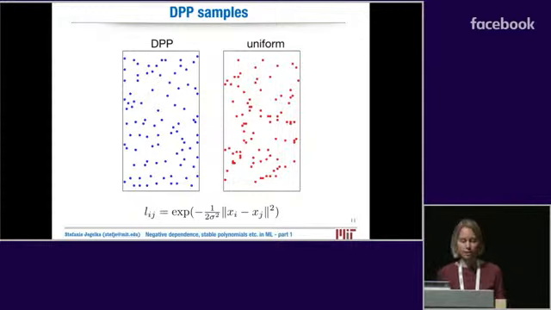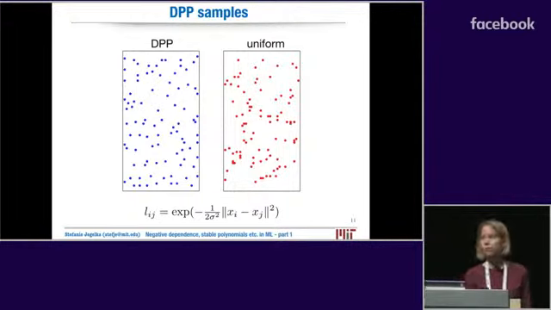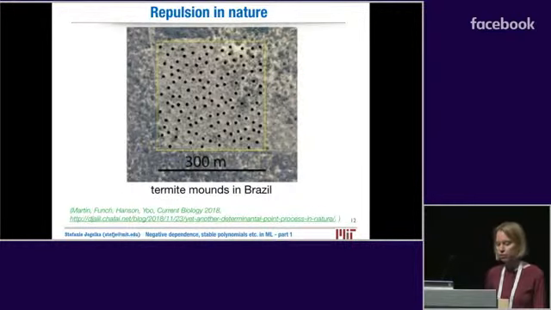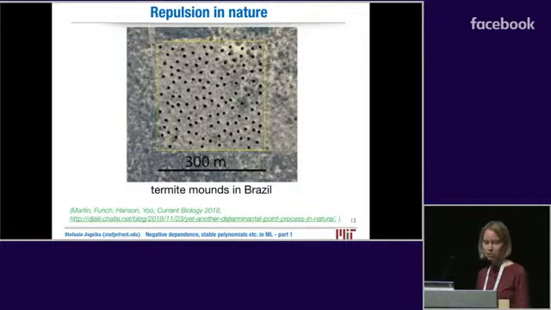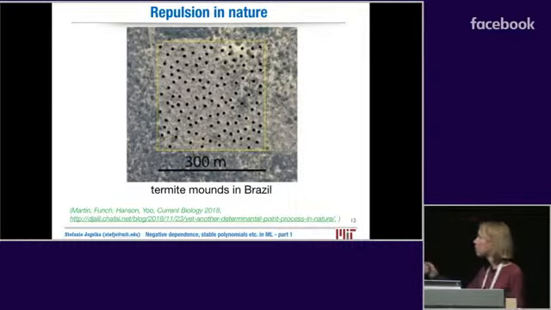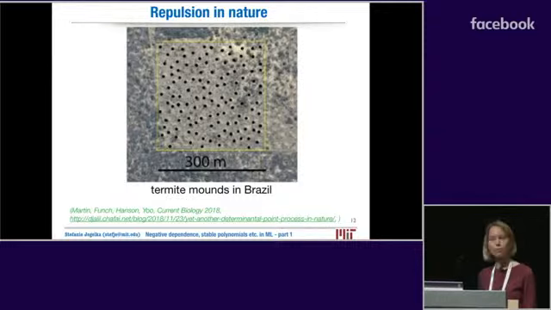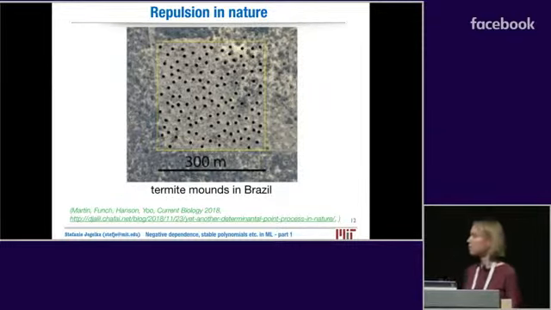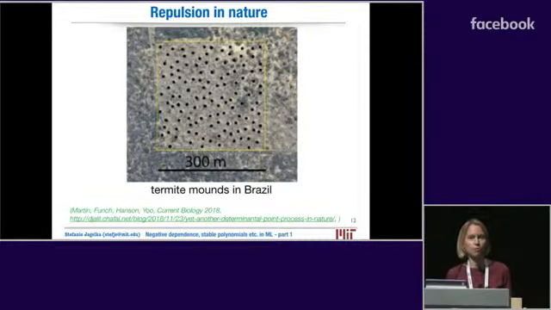And this is already useful to model certain phenomena in nature. Here's one example. These are termite mounds in Brazil, from a recent paper in biology. All of these black dots are locations of these mounds, and you see that they are also very well spread out. So this is another interesting example where DPPs could possibly be a very good model to describe natural phenomena.